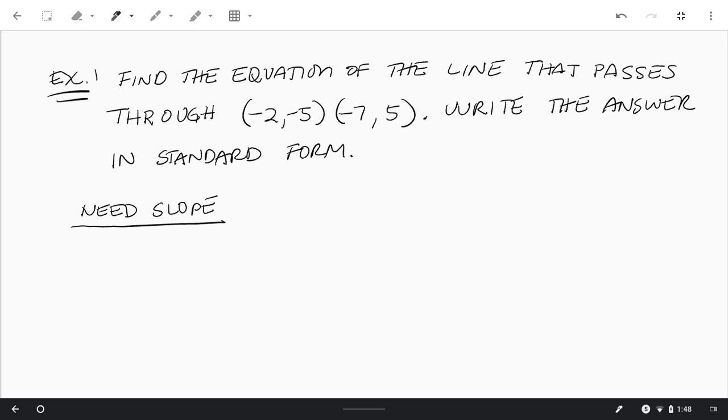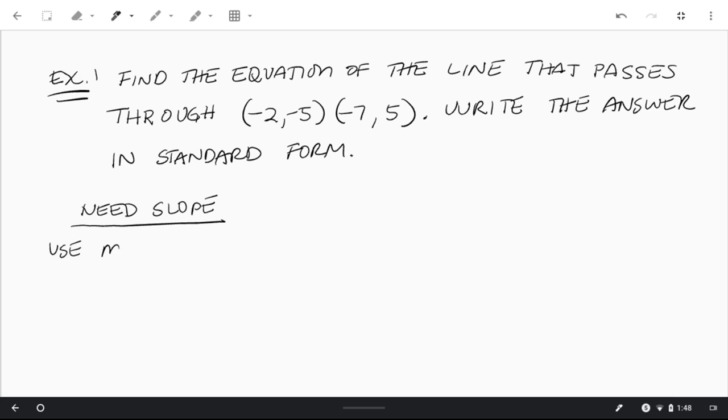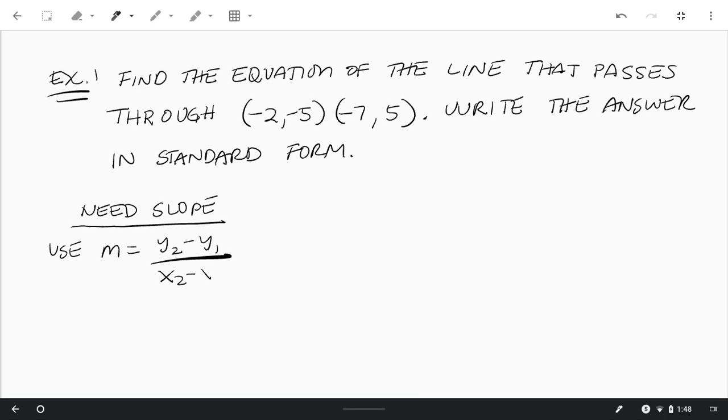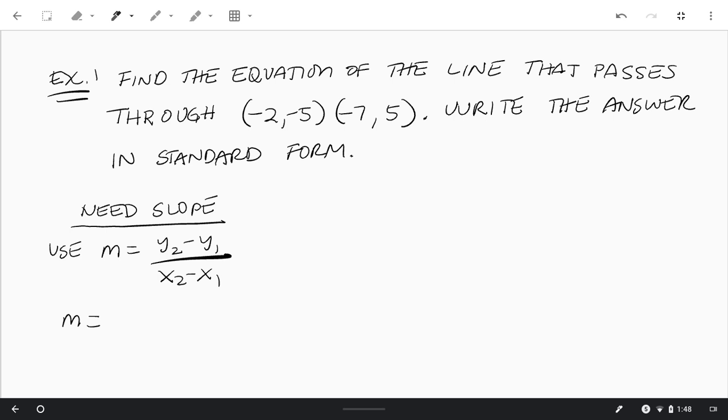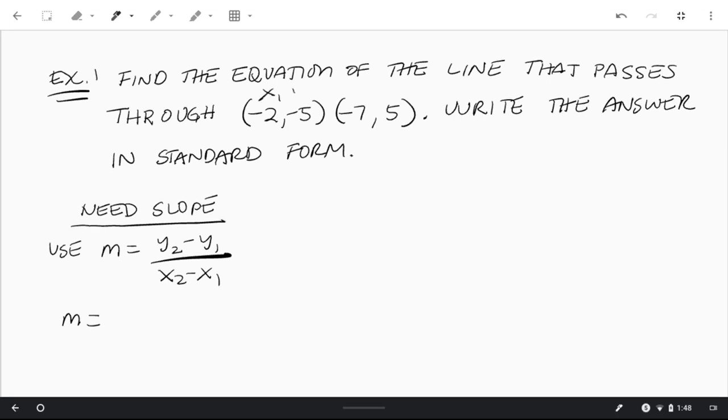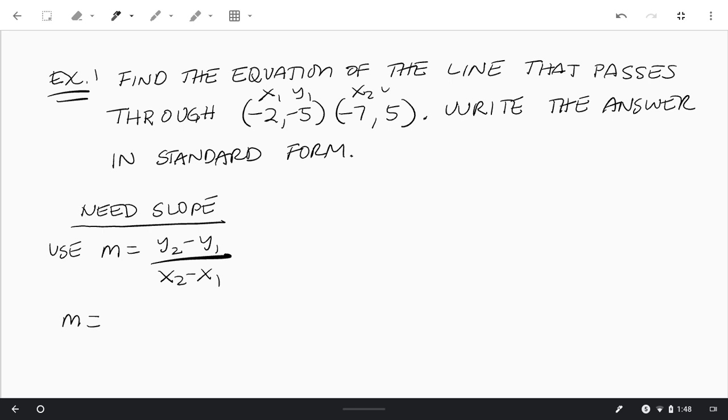We use the formula. Okay, so we're going to use the slope formula, which is y2 minus y1 over x2 minus x1. It doesn't matter which one you call point 1 and point 2. I'm going to call this x1, y1, this one x2 and y2. So it's going to be 5 minus negative 5, all over negative 7 minus negative 2.